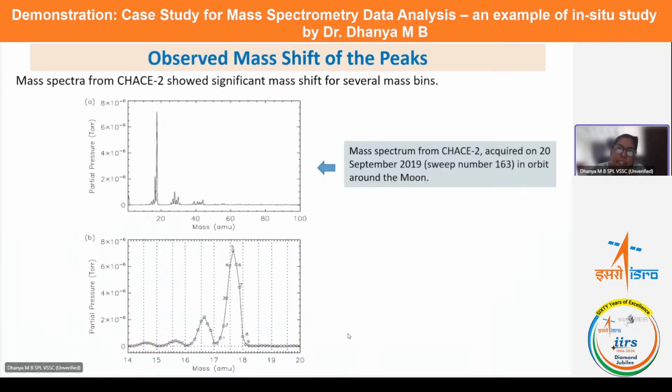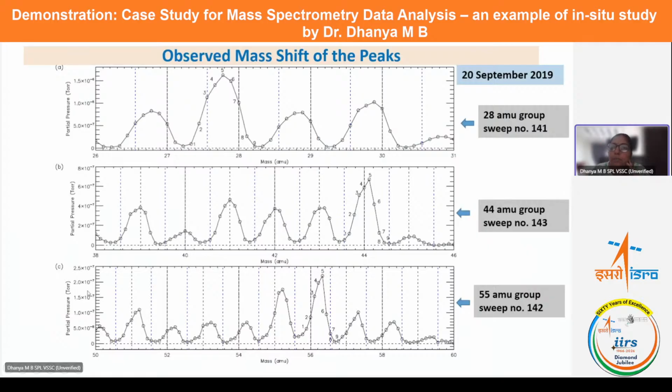This is not only with this mass range, but in all other mass ranges. Like if you see the 28 AMU group, the peak is coming here. Similarly, 44 AMU is coming here, and the 56 AMU peak is here. So in that way, there is a mass shift.